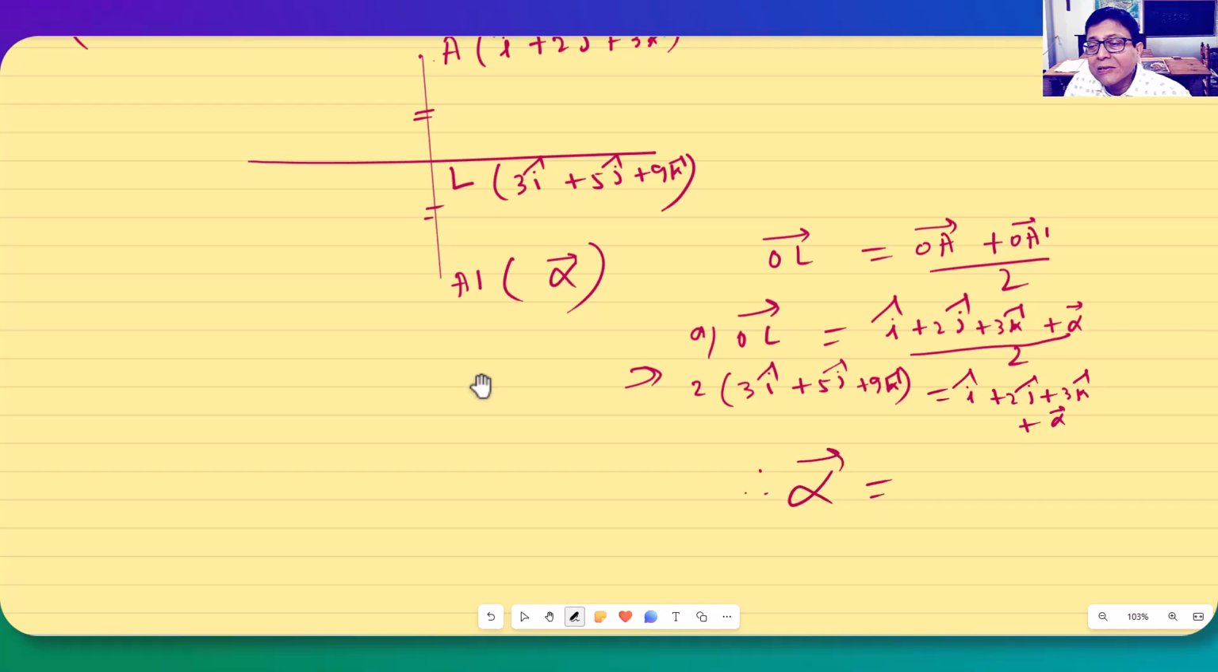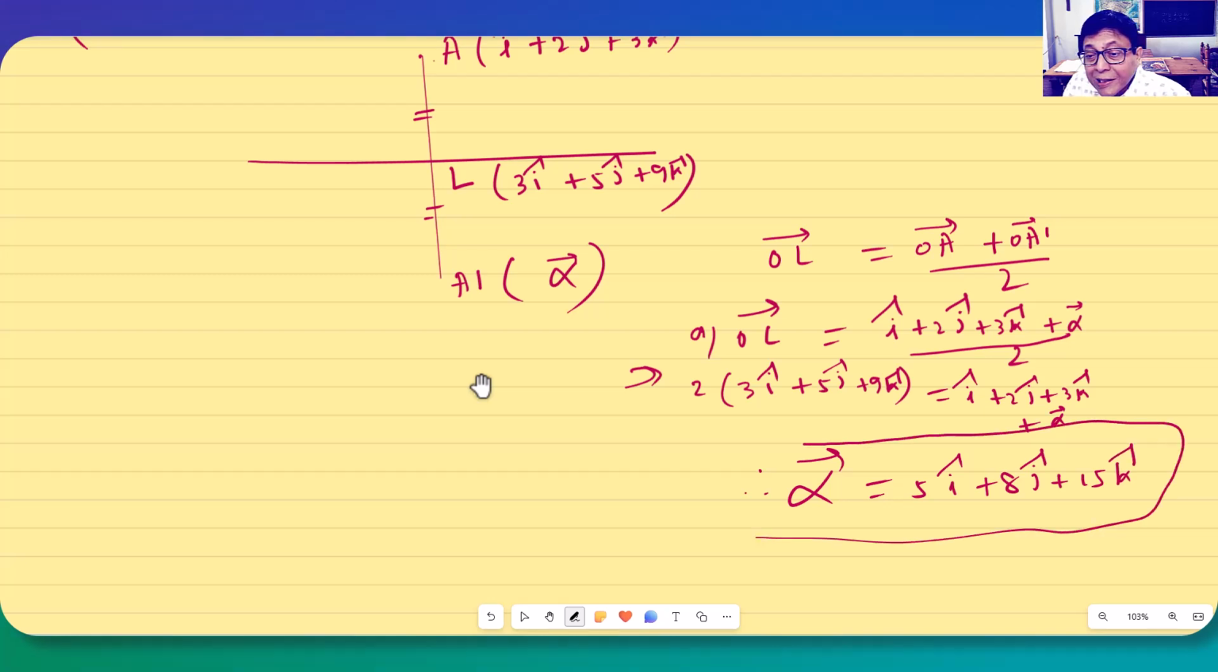Alpha is what? 5i, 10 minus 2 and 18 minus 3. So you got the image of the point A as A dash, whose position vector is given by this. In vector form, this much is expected. Point they will not mention. If they mention, then the point you write 5, 8 and 15.